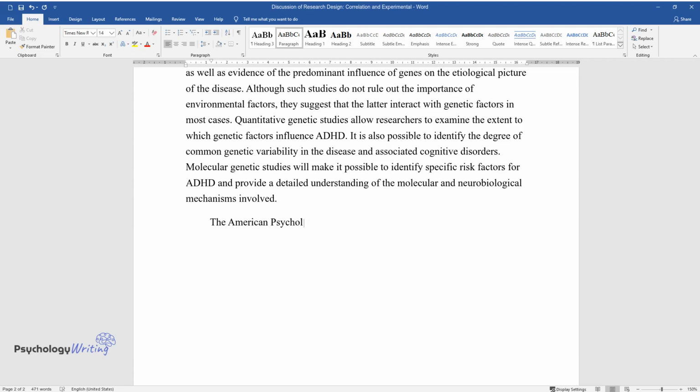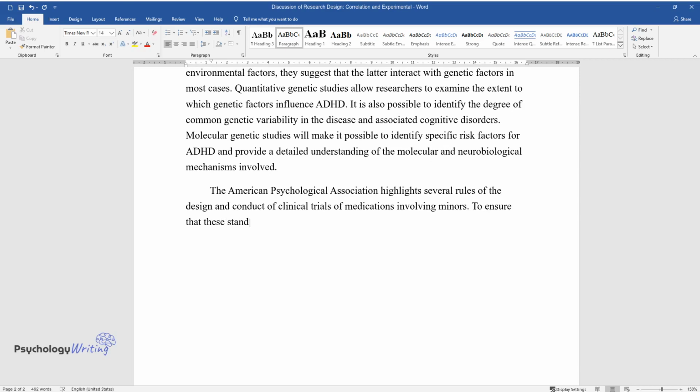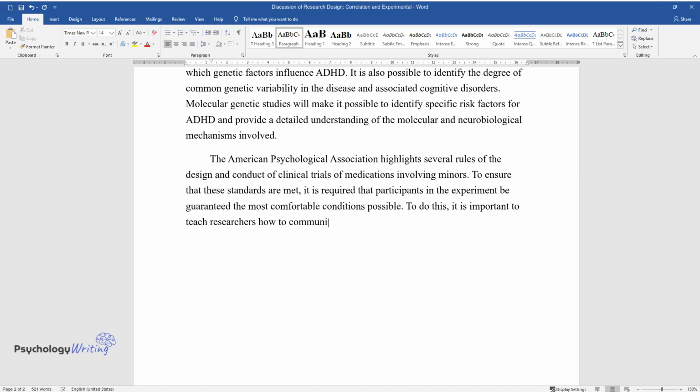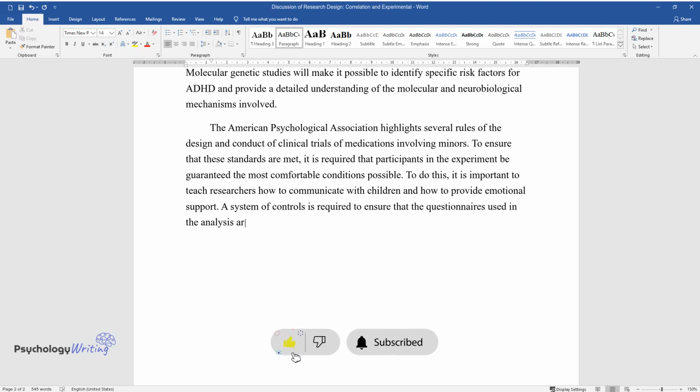The American Psychological Association highlights several rules of the design and conduct of clinical trials of medications involving minors. To ensure that these standards are met, it is required that participants in the experiment be guaranteed the most comfortable conditions possible. To do this, it is important to teach researchers how to communicate with children and how to provide emotional support. A system of controls is required to ensure that the questionnaires used in the analysis are understandable and previously tested on children.